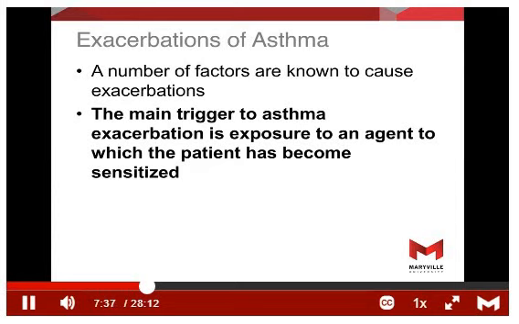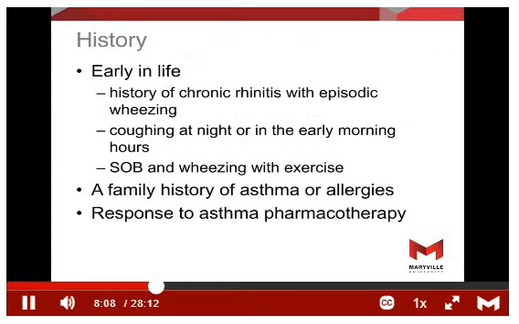Exacerbations of asthma. A number of factors are known to cause exacerbations. The main trigger to asthma exacerbation is exposure to an agent to which the patient becomes sensitized. So they're allergens. We need to have them track what their triggers are. Sometimes all of a sudden it's certain perfumes or triggers like that. Sometimes it also can be triggers of common cold. So we need to figure out what triggers their exacerbations and know that. And like I said, sometimes it's seasonal.